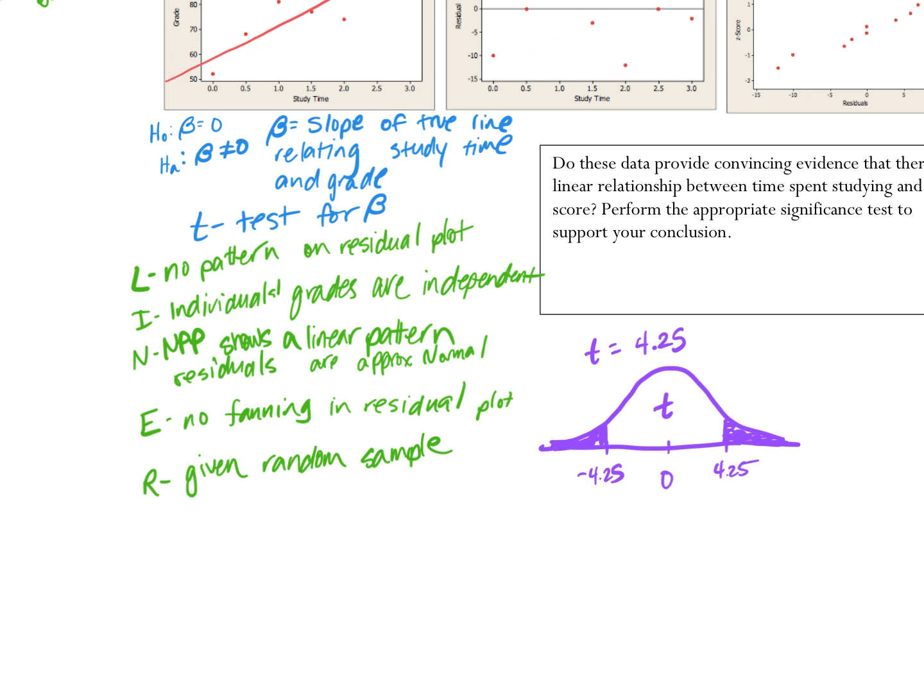Everybody good? Okay. First, if it's T, my calculator is going to ask me for degrees of freedom, which means I need to know what the degrees of freedom are. A reminder that when our test is about slope, I have an X variable and a Y variable. It's not my sample size minus 1. It's my sample size minus 2. What's my sample size here? 10. Which means my degrees of freedom is 8.